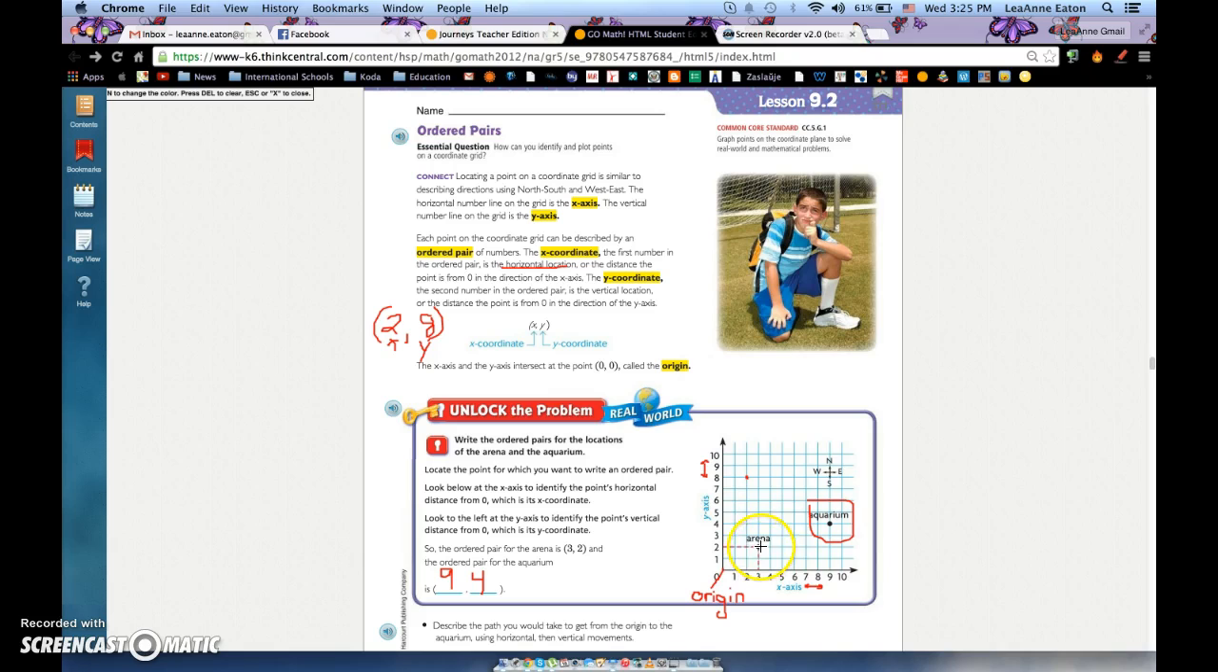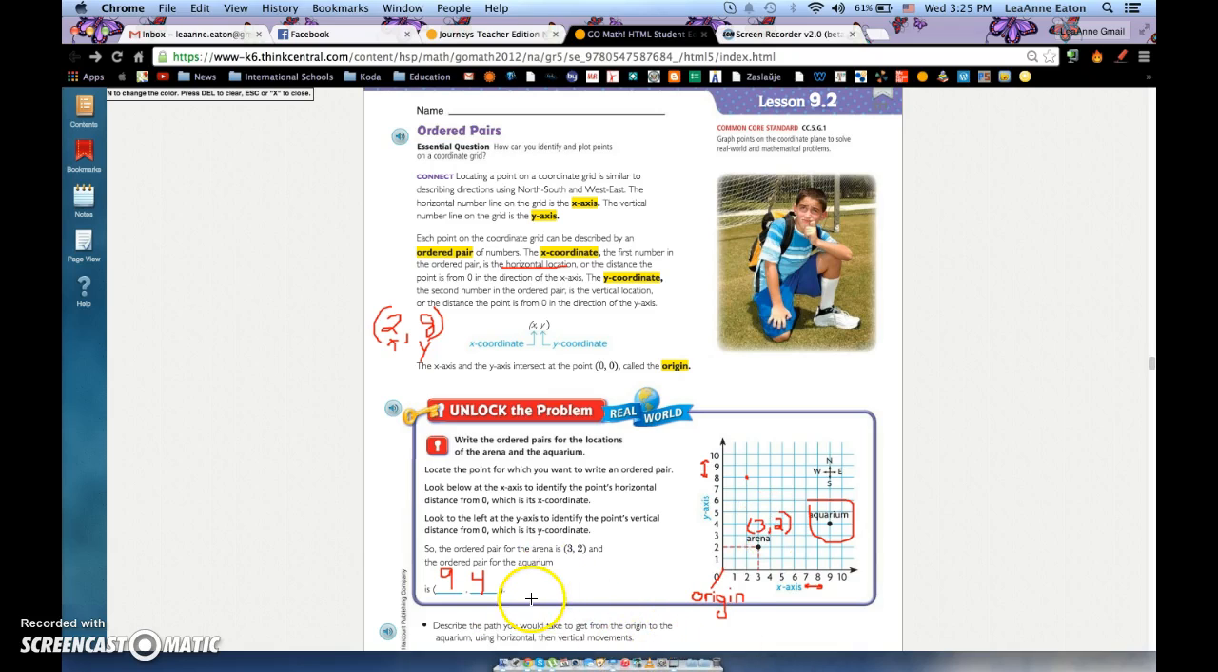And then we can see for the arena, it is 3, 2. So I'm going to go ahead and write 3, 2. They did that for you. 3, 2, because it's down 3 over 2. Okay, so 3 and 2. So the aquarium is at 9, 4.